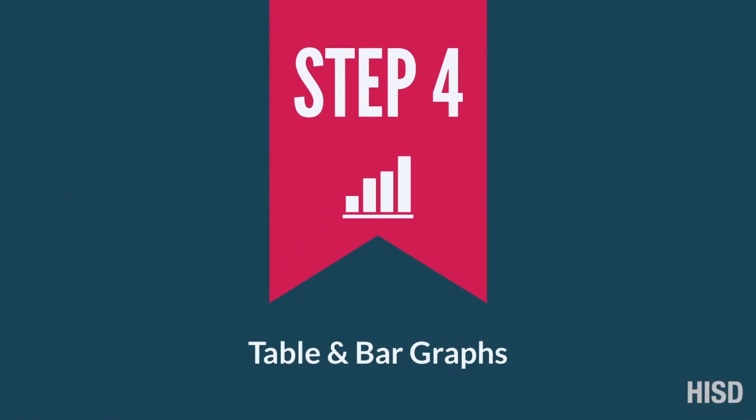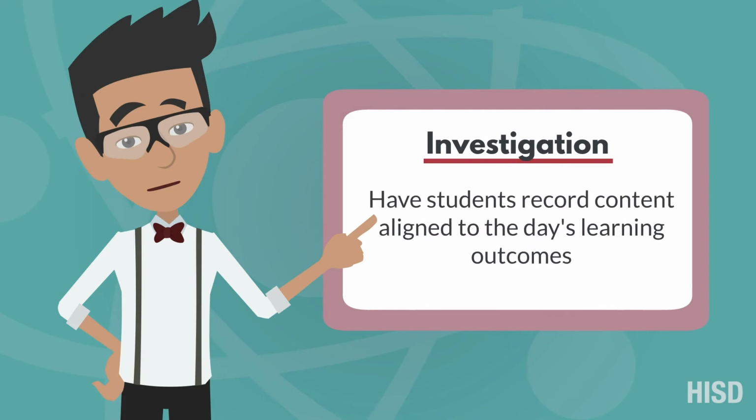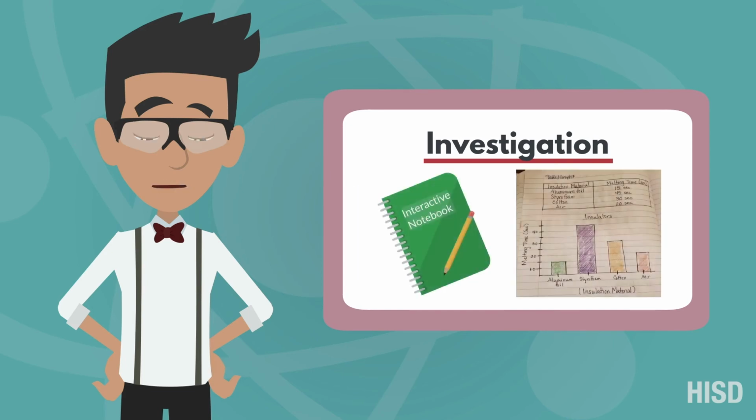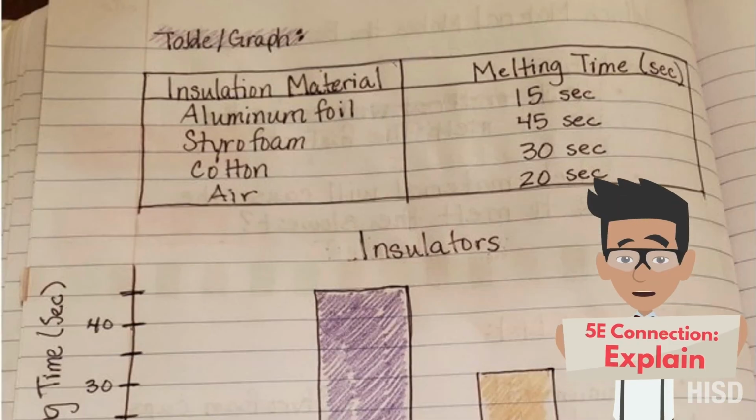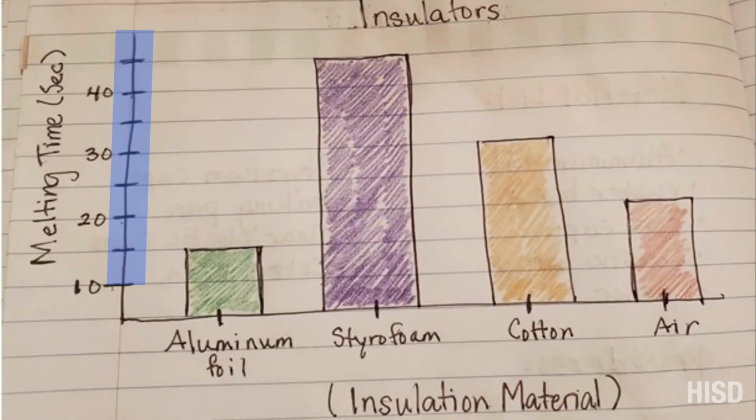Step 4. As the investigation proceeds, have students record content aligned to the day's learning outcomes. As students observe the ice melting, have them record their observations in their interactive notebook. A great way for students to organize and clarify investigation results is to record data in a table. They can also produce a bar graph for further interpretation.